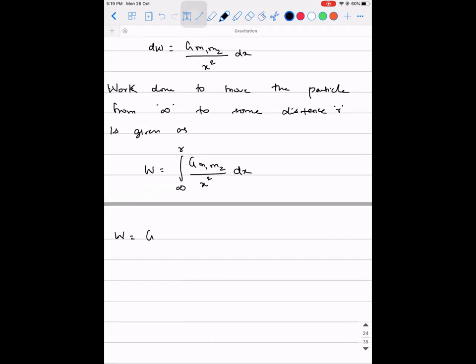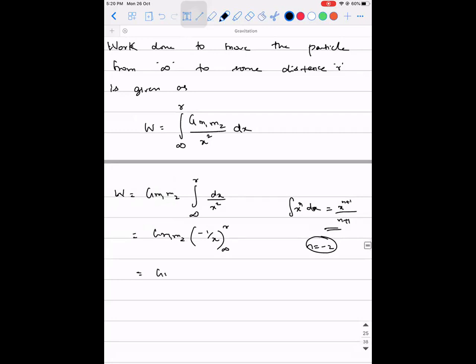W will be equal to G m1 m2 into the integral of dx divided by x square from infinity to r. So that will be G m1 m2 into the integral of dx by x square, which is minus 1 by x from infinity to r. Reason being, the integral of x power n dx is x power n plus 1 by n plus 1. You figure out here the value of n is minus 2.